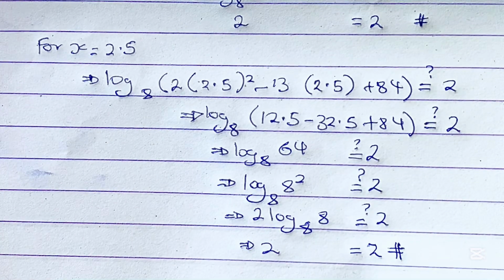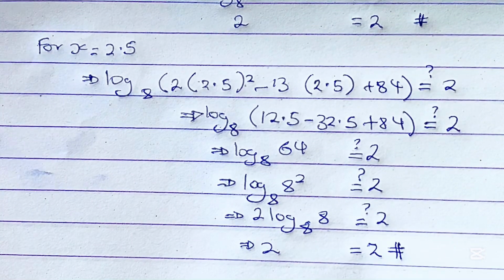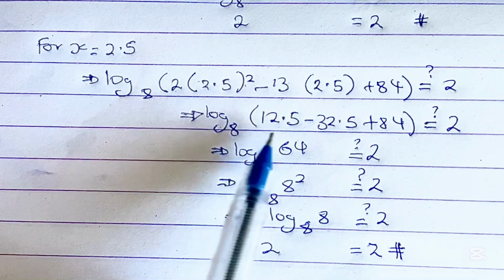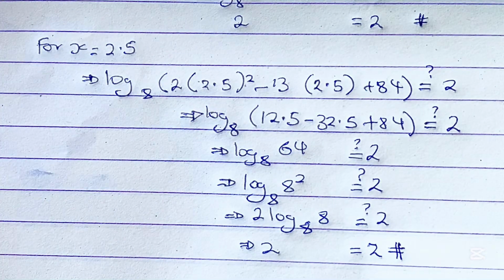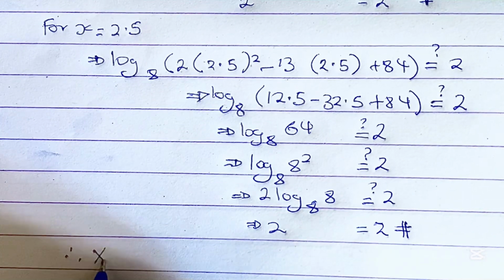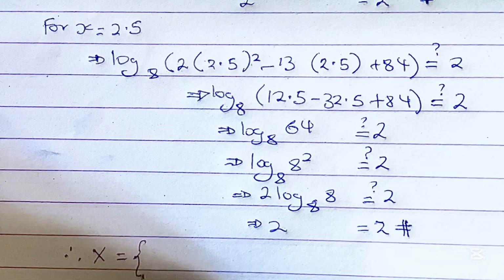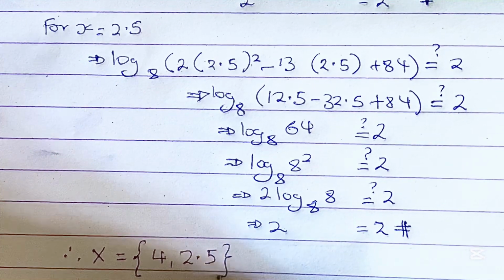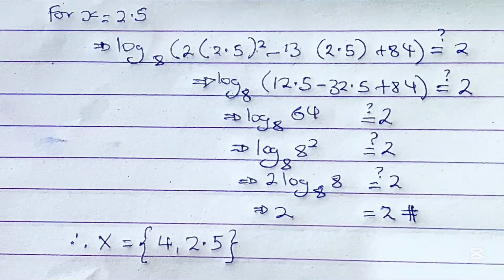That means x is equal to 2.5 is true and holds for that equation. When you substitute, it's the correct answer. So therefore x is equal to 4 and 2.5.